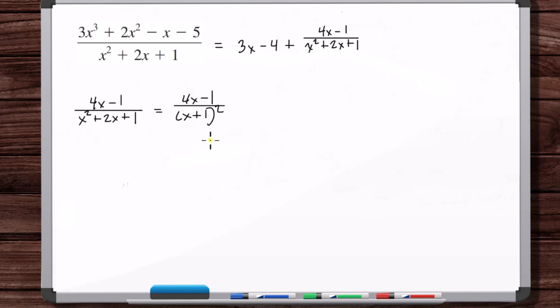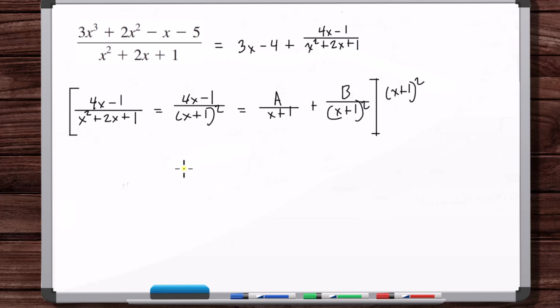Okay, now we need to write out the form of the decomposition, and this is a linear factor squared, so we put the factor to the first power over a single constant, then put that factor to the second power over another constant. Okay, now let's clear the fractions. Multiply the entire equation by the least common denominator. So we've got a.